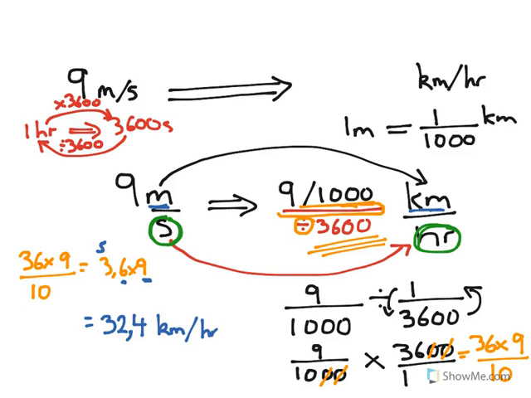So that's a method of converting meters per second to kilometers per hour. You actually end up multiplying by 36 and dividing by 10.